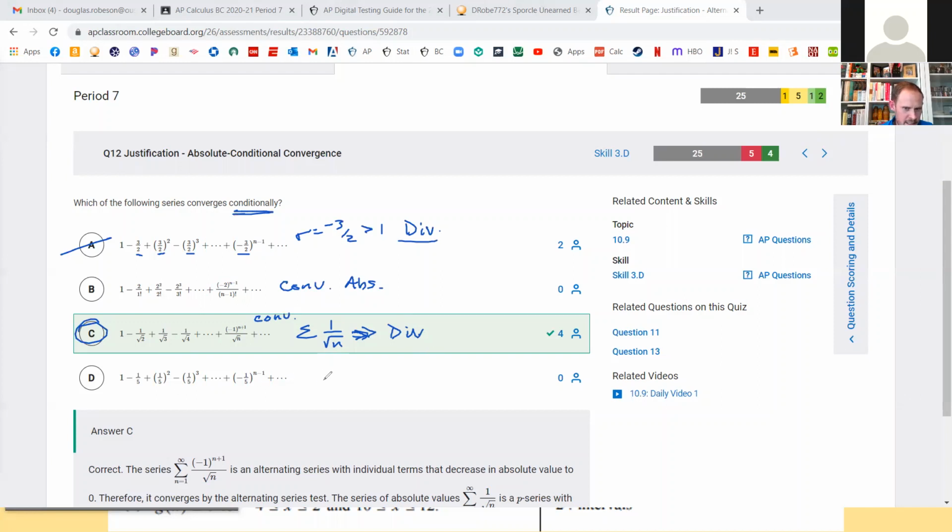And this guy is a geometric with r equals -1/5. And if we take the absolute value of that, that is less than 1. I suppose I should put the absolute value here too. So this guy converges absolutely. All right, so the one that we want here is C. That's our guy. Conditional convergence.